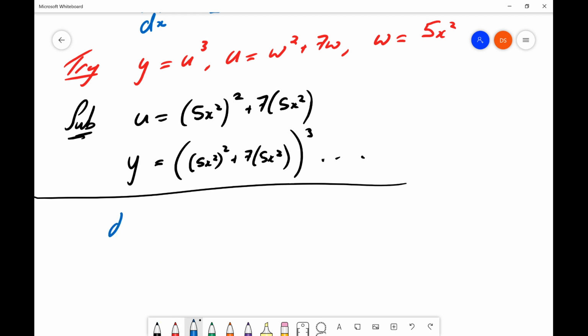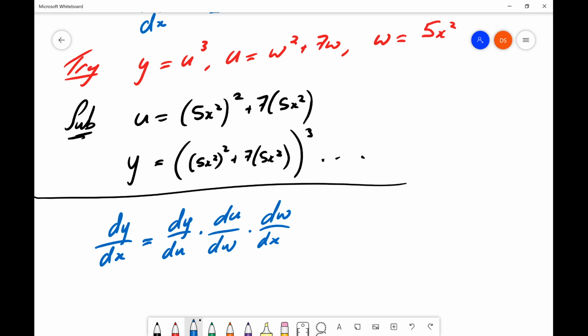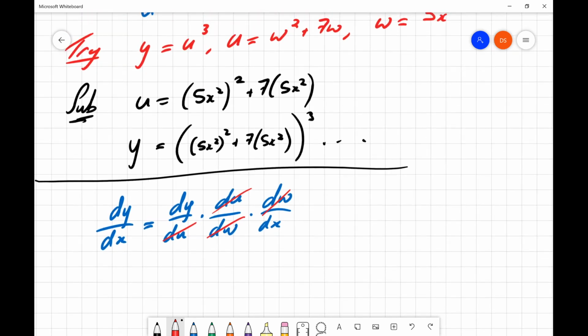So I know that I want dy by dx. But what can I do? I can find dy by du. What can I do to get u? I can find du over dw, or differentiate u with respect to w, and I can differentiate w with respect to x. And if you can see this chain, the u's cancel, the w's cancel, the chain closes up, and now I have a function that differentiates. By just doing 3 simple derivatives, I can get dy by dx without this horrible substitution. So shall we try it?